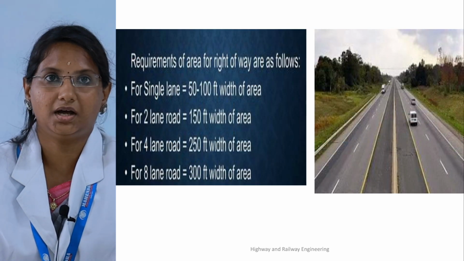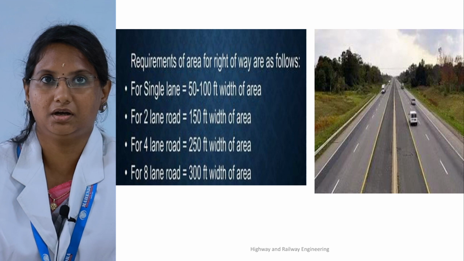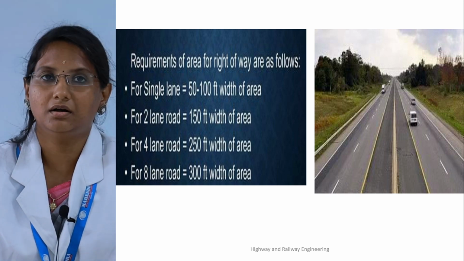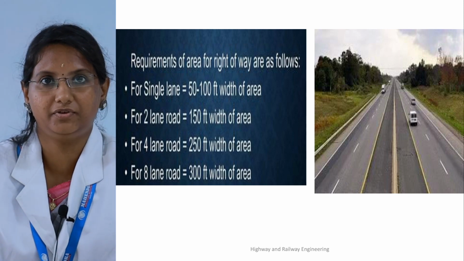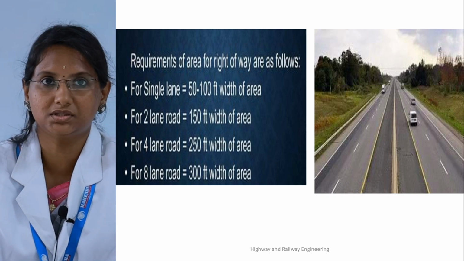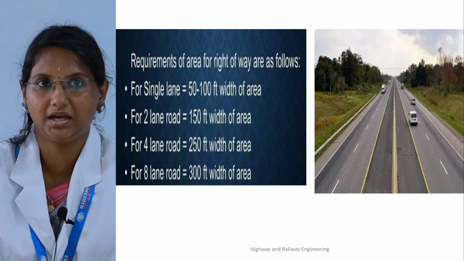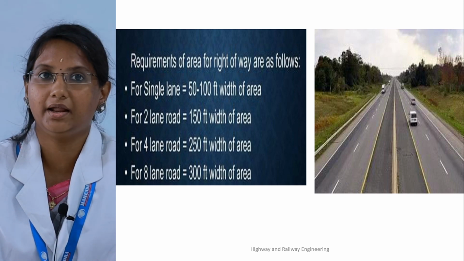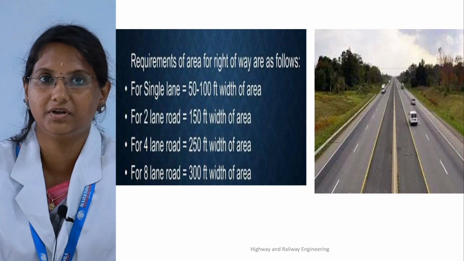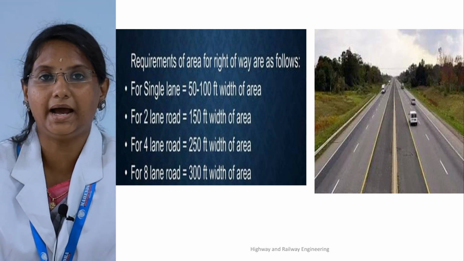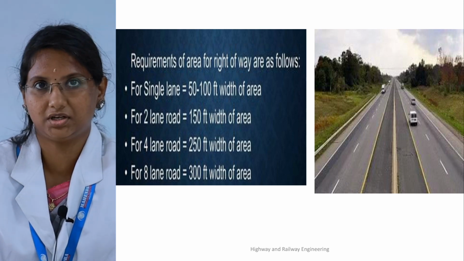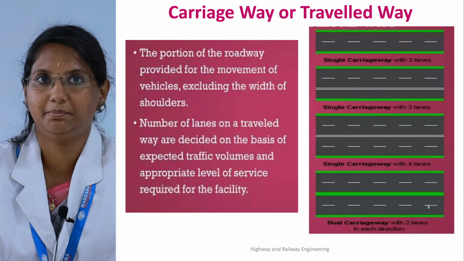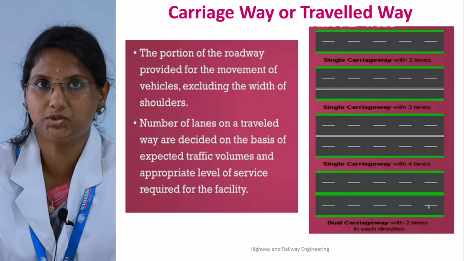Then as per the IRC, we have the dimensions for right of way. For a single lane we have 50 to 100 feet width of area. For 2-lane roads, 150 feet width of area is required. For a 4-lane road, 250 feet width is required. For an 8-lane road, we need 300 feet width of area as per IRC for construction of right of way.